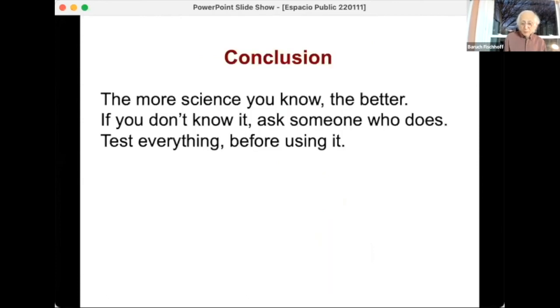So in conclusion, the more science you know about communicating risks and science, the better. If you don't know that science, ask someone who does. The basic lessons here: everybody knows a professor, has been in the class, has somebody in their family, has somebody who's taken a public health course in it. And so don't trust your intuition. And then test everything before you use it. The testing is easy and cheap, really no excuse for not doing it.